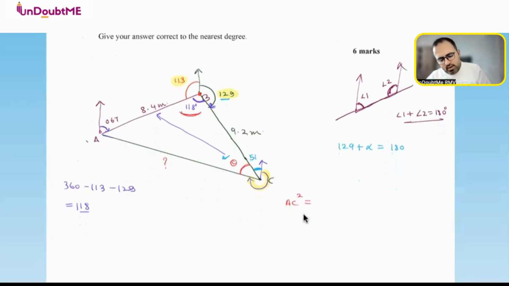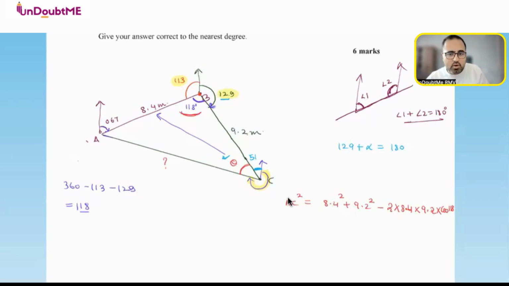AC square is equal to 8.4 square plus 9.2 square minus 2 times 8.4 times 9.2 times cos 118. Now you can see that this time I'm using crosses because the numbers themselves have decimals. Again, to avoid confusion, we have to use the sign accordingly. So why have I applied cosine rule like this?